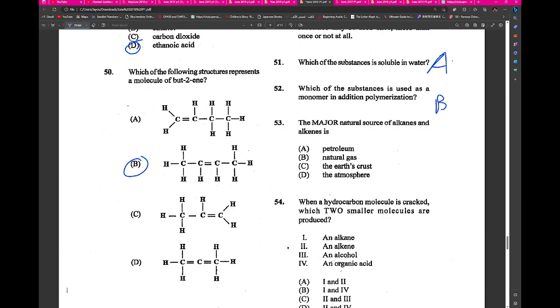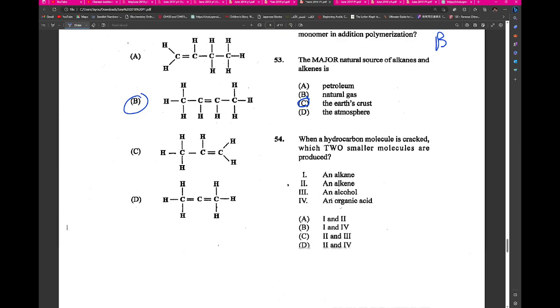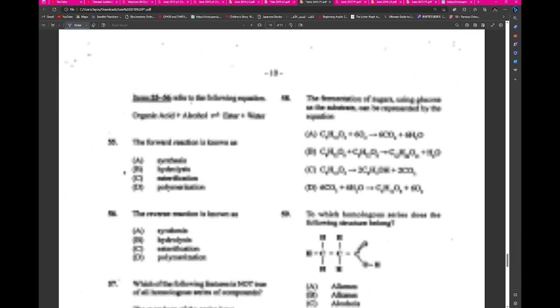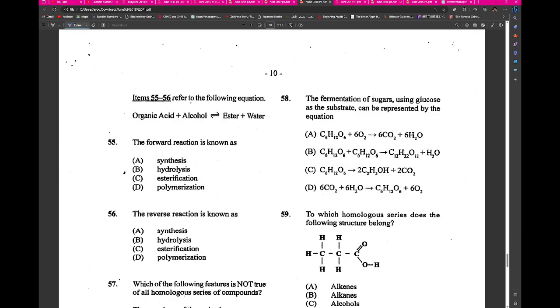natural source. Probably be from the Earth's crust. When a hydrocarbon molecule is cracked, which two smaller molecules are produced, an alkane and an alkene? 1 and 2. Here we have the structure. The forward reaction is known as esterification. The reverse is known as hydrolysis.